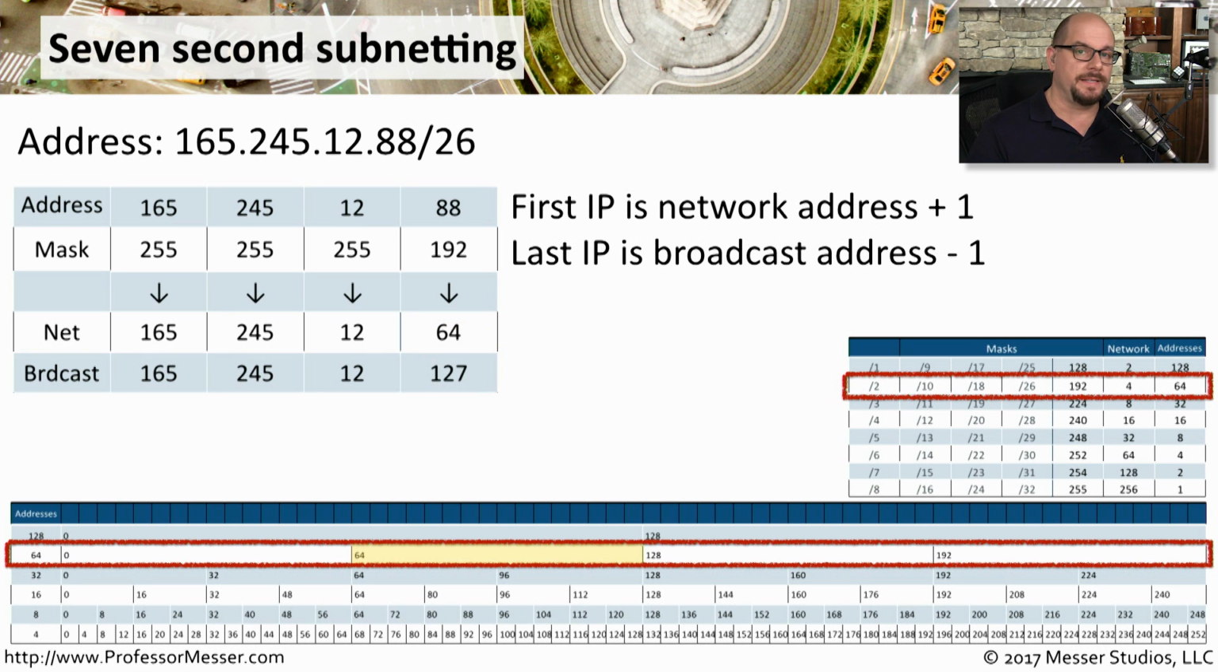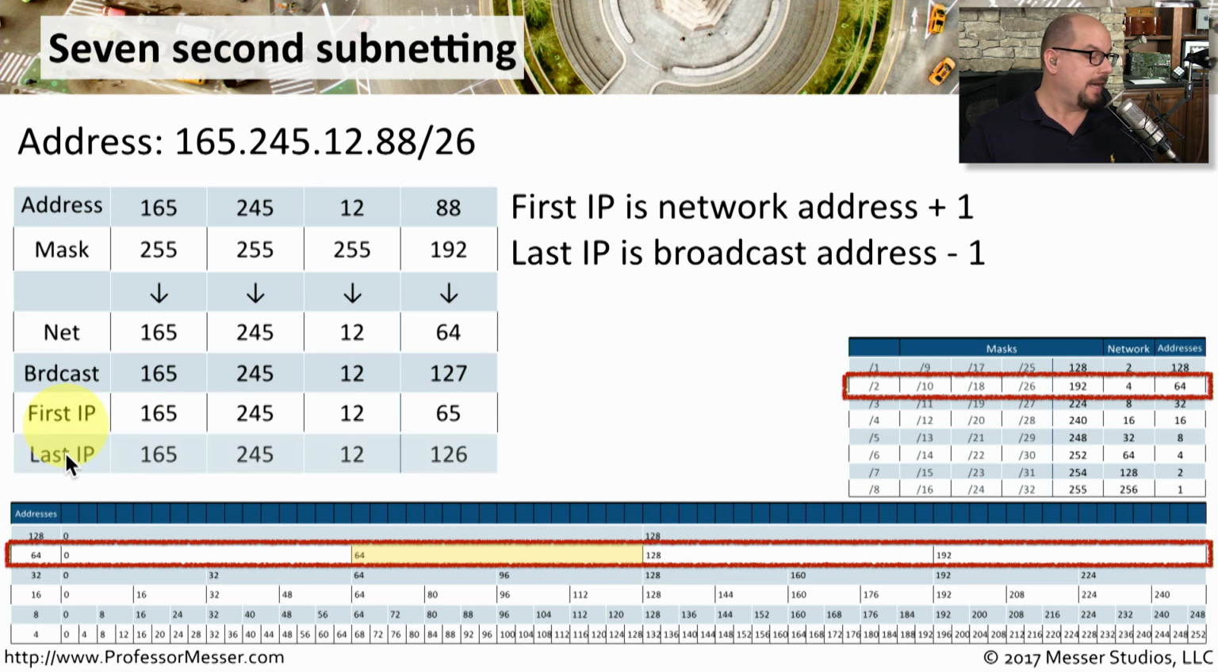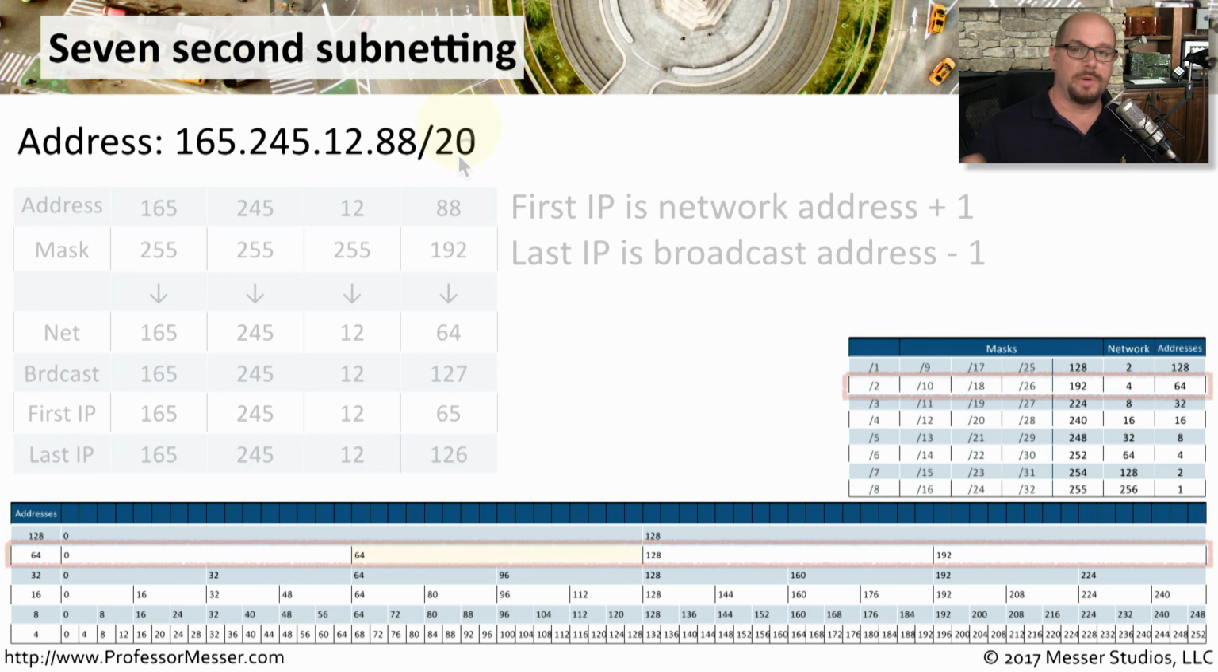And just like our previous example, to find the first usable IP address and the last usable IP address, we add 1 to the network address and we subtract 1 from the broadcast address. That means that the first IP will be 165.245.12.65 and the last usable IP will be 165.245.12.126. And there's the answer for the subnet 165.245.12.88/26. Let's run through another example.